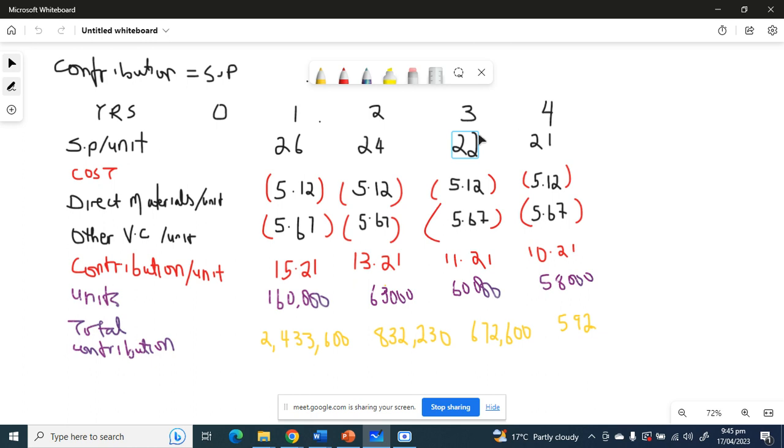So on this figure here, 10.21 times 58,000, 592,108.